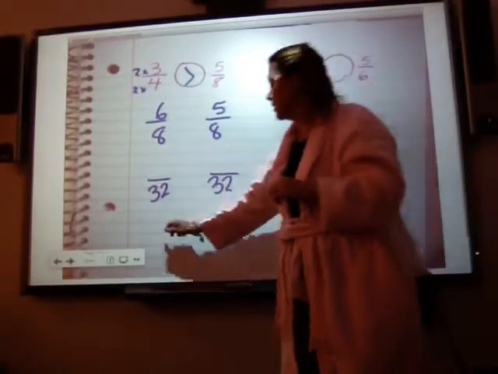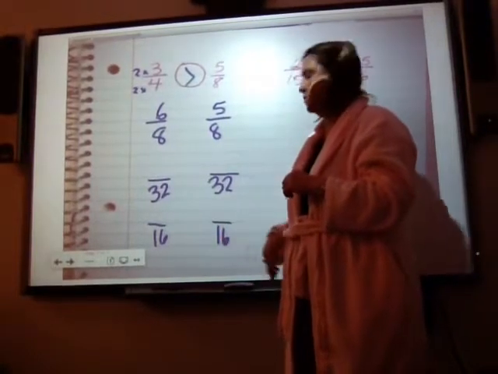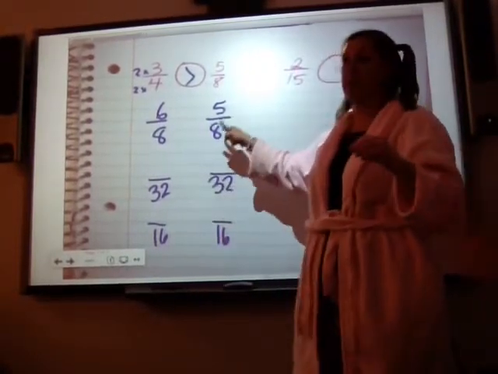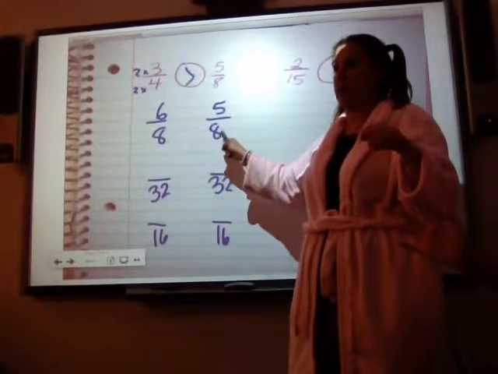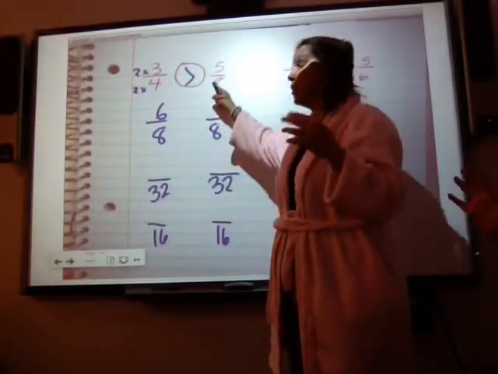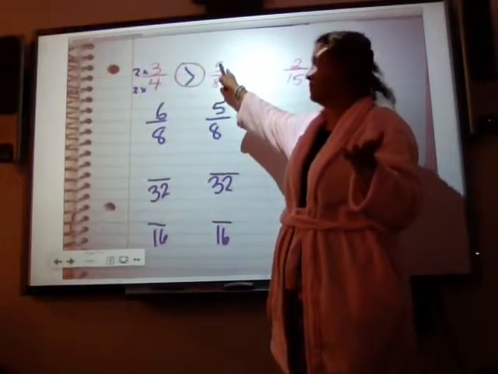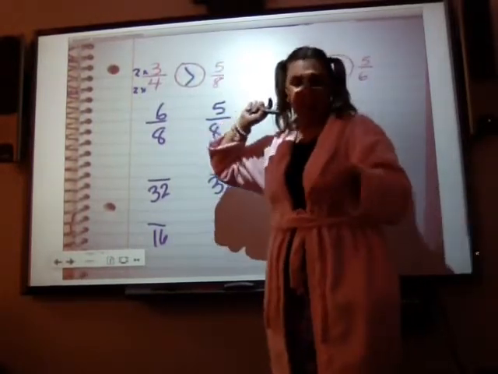16. Because 4 can make a 16 and 8 can make a 16. This is your lowest common denominator that you could have made, the smallest one. I could have tried to see if I could have made them 4, but can I divide 5 in half? No.